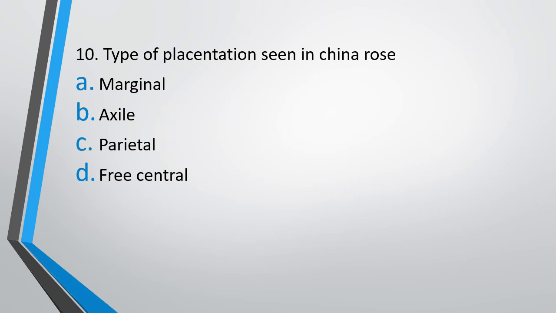Question 10. Type of placentation seen in China rose is option A, marginal, option B, axile, option C, parietal, or option D, free central. The correct answer is option B, that is axile. Other plants showing axile placentation, very common examples, are lemon, right? Lemon and tomato, they also show axile placentation just like China rose.